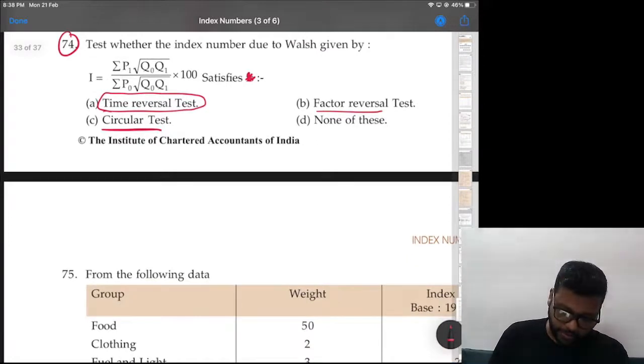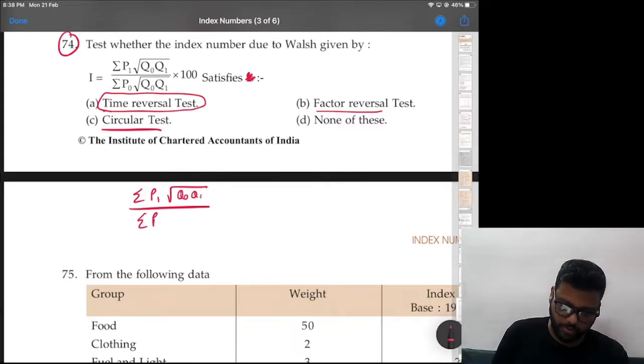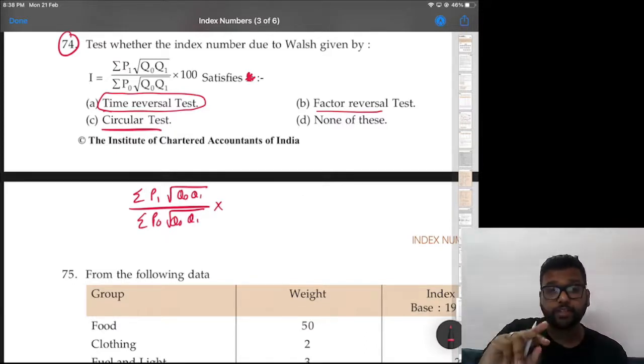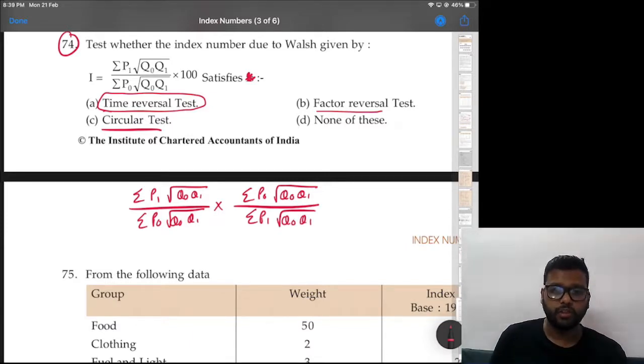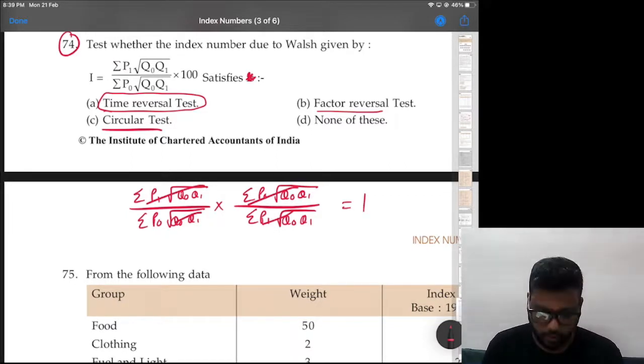How do we check time reversal test? First, this normal index number is what? Summation P1 into root Q0 Q1 upon summation P0 root Q0 Q1. Now we have to multiply by the reverse time. If we reverse the time, 0 will become 1, 1 will become 0. So it will become summation of P0 root Q1 Q0, which also means Q0 Q1, right? So same. And summation P1 into root Q0 Q1. This should be equal to 1. Now we can clearly see that this is getting cancelled. So it is already equal to 1. So A is the correct answer. No need to go to B and C.